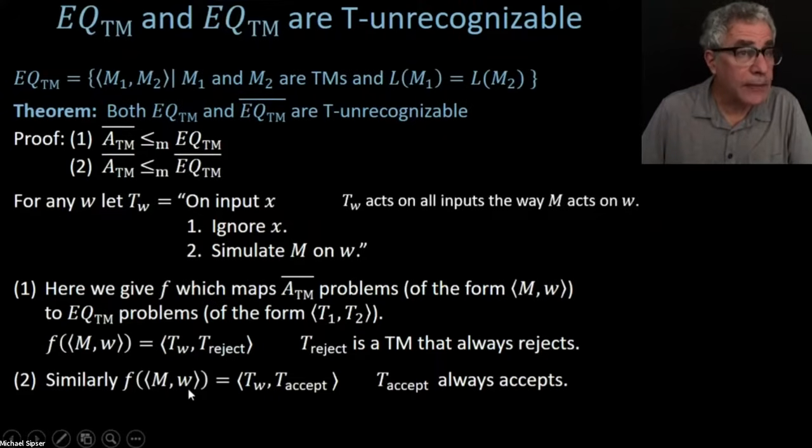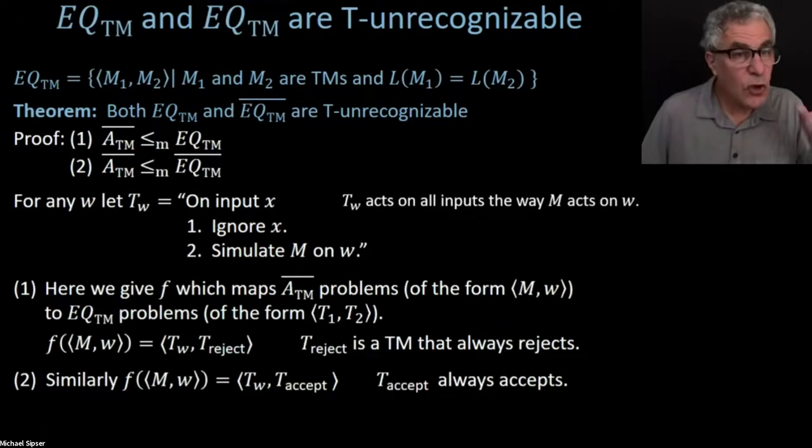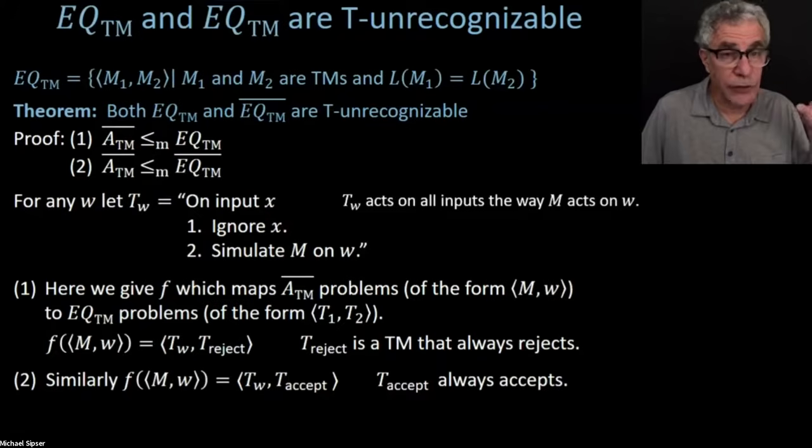So if M accepts W, we want them to be equivalent. When M accepts W, TW accepts everything and is equivalent to T accept. When M rejects W, TW rejects everything, and so it's not equivalent to the machine that accepts everything. I hope that helps. Just go through the logic yourself. You'll see why it's working.